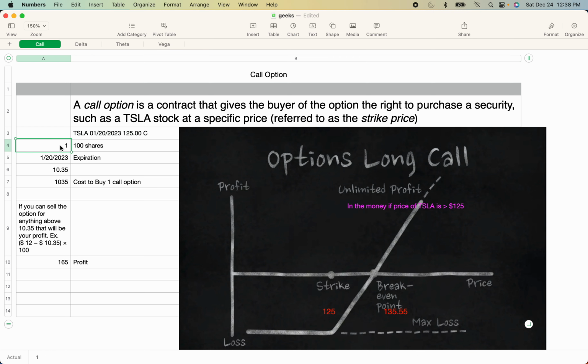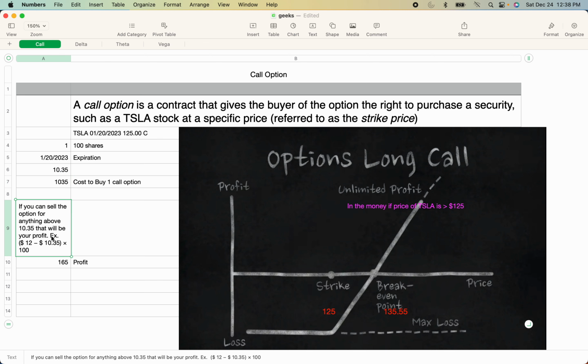To reiterate, 1 is equal to 100 shares. This is the expiration date, and this is the price at which this option is trading, which is the price you can buy it at. If you wanted to buy one call option, you'll have to pay $1,035 plus the commission cost. So that's how you do it.